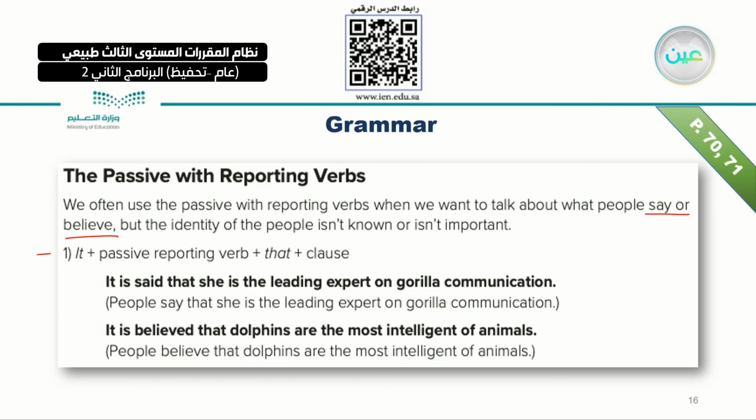So here we will start with the first one. Number one, this is the structure: it, then the passive reporting verb, that, and the clause. As you can see, it is said that she is the leading expert on guerrilla communication. So people say that she is the leading expert. What about believe? Here, it is believed that dolphins are the most intelligent of animals. We use this structure to report what people say or believe.